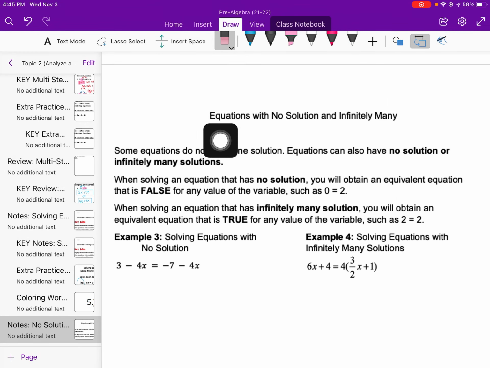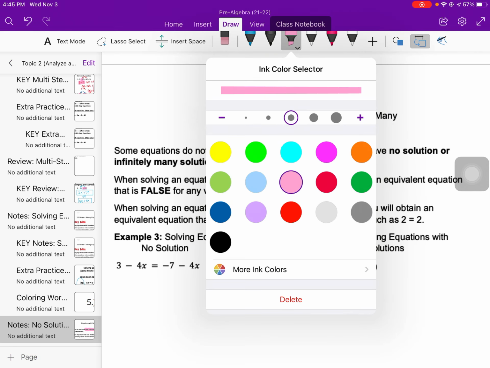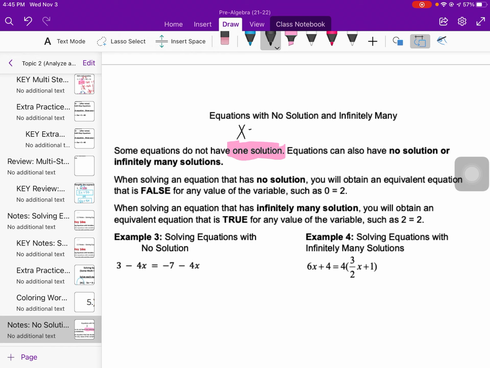Alright guys, so today we're going to look at equations that have no solution and infinitely many. Some equations do not have one solution. So just to refresh our memory, one solution is an equation where, whenever we solve it, we get x equal to a number. After we isolate the variable, meaning we get the variable all on one side, we're left with x or any letter equal to a number. An example of that might be x equals 5, x equals 10, and so forth.